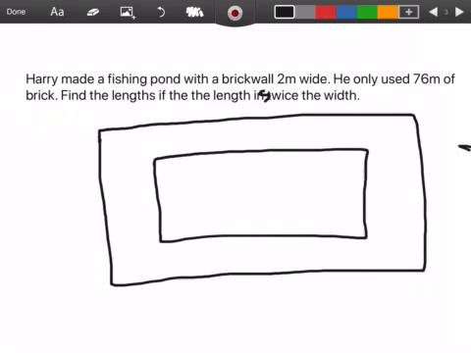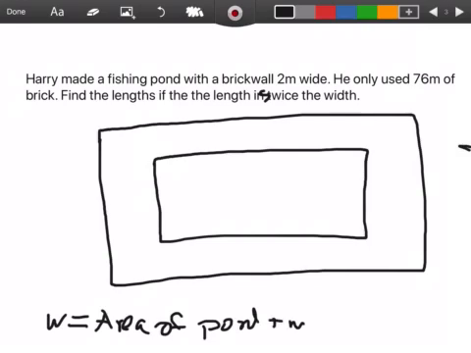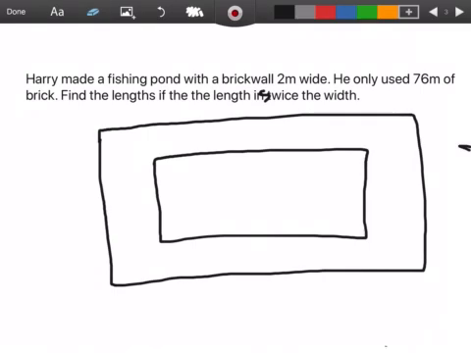So we need to find the area of the walkway, aka the brick wall. So the area of the wall equals the area of pond plus walk minus pond. We'll just quickly erase that.